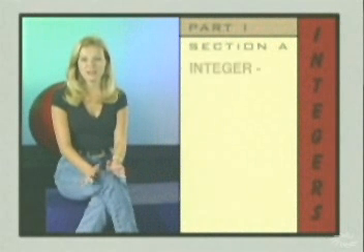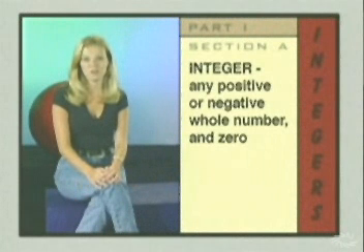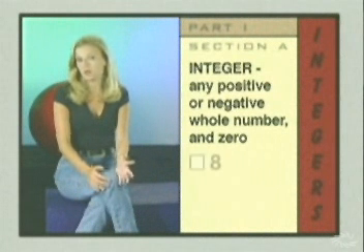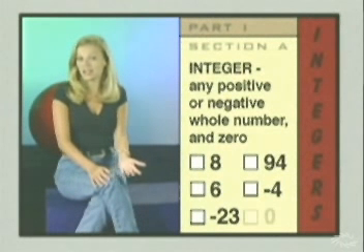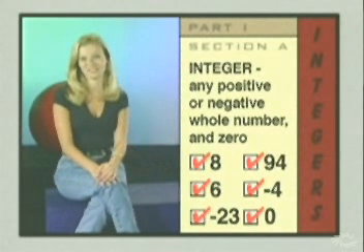Remember from basic math that an integer is any positive or negative whole number and 0. So 8, 94, 6, -4, -23, and 0 are all integers.